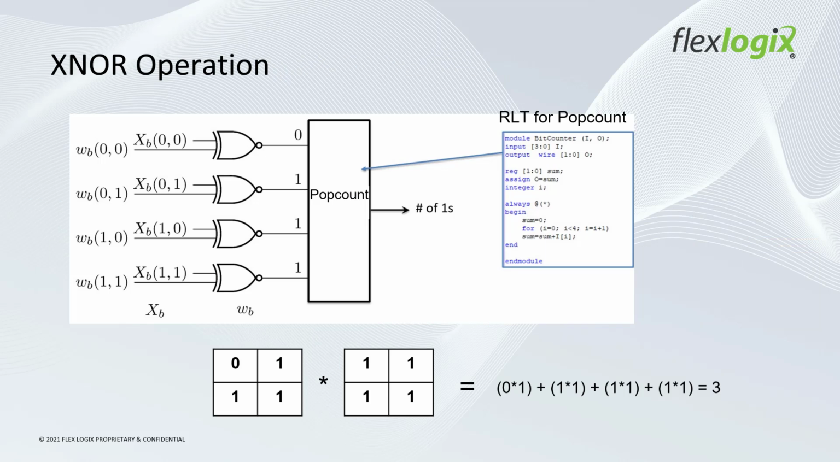An XNOR operation is comprised of XNORs and a bit counter called pop count. The way that it works is shown in the two matrices at the bottom. The X matrix is 0, 1, 1, 1, for example. The W matrix is 1, 1, 1, 1. The dot product of these two matrices is 3. The XNOR of these matrices shows that there are 3 ones. Combined with pop count, the XNOR operation is performing the dot product of the binary matrices.